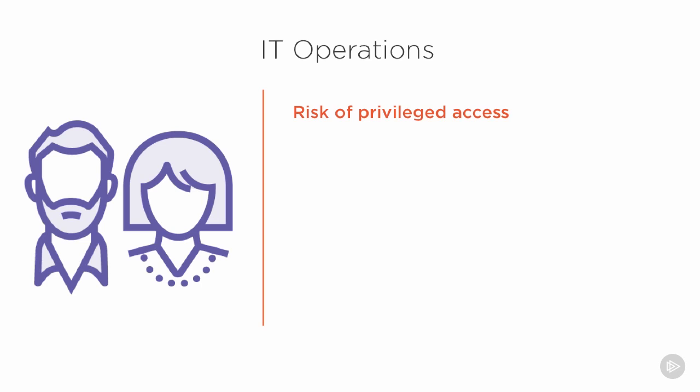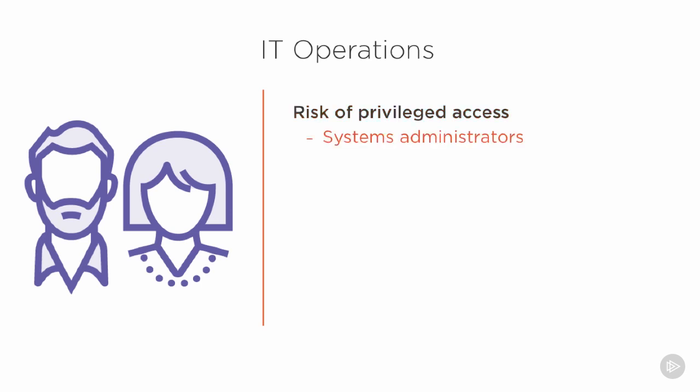So we have to put in some types of compensating controls because we want to make sure that they're not going to misuse that access. And that could be either, of course, accidentally or, in some cases, unfortunately, intentionally.